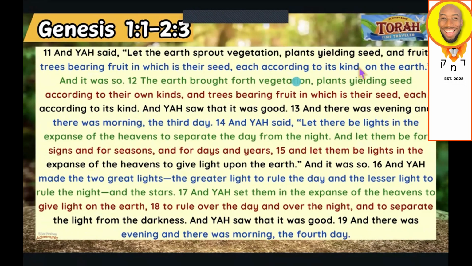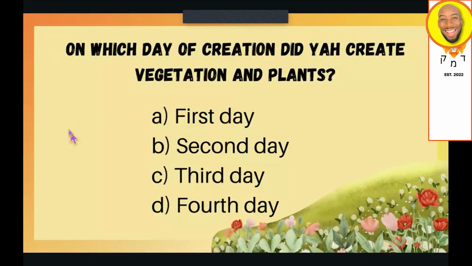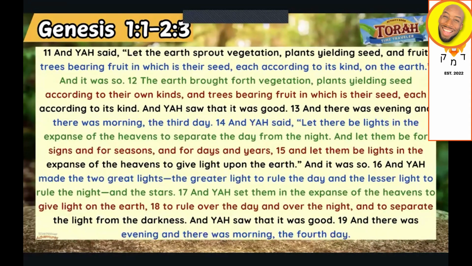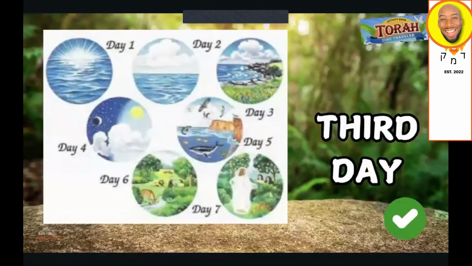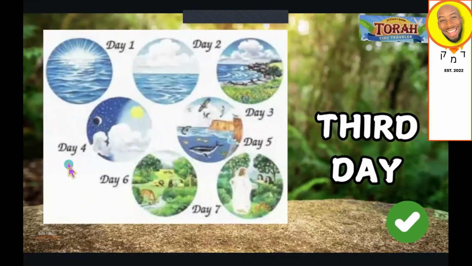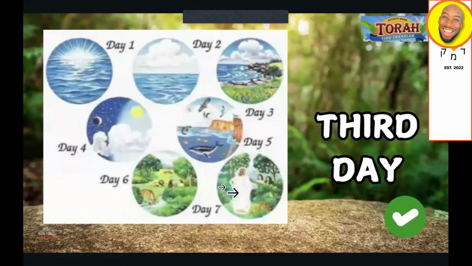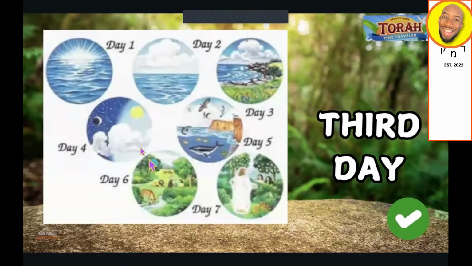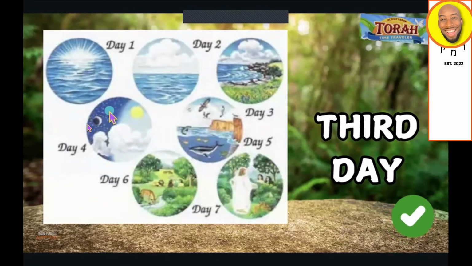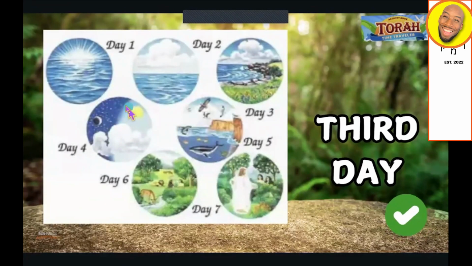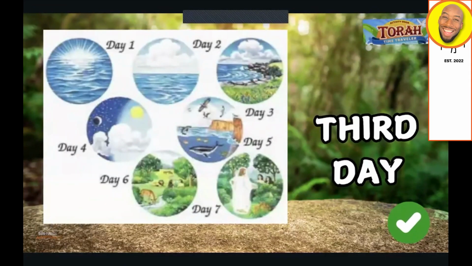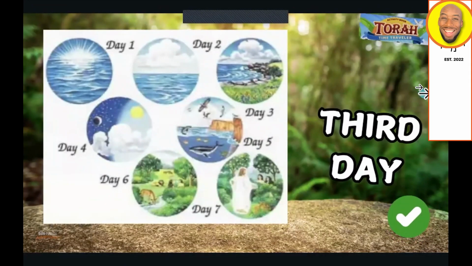If you put C, third day, according to this scripture, you are correct. You can see here on this little diagram some of the things that were made. The birds of the air and the fish of the sea were day 5. The 7th was the Sabbath day. Day 6 was the land animals. On day 4, we had the lights in the sky. The sun and the moon were created on day 4. So this is cool. Good job, guys.